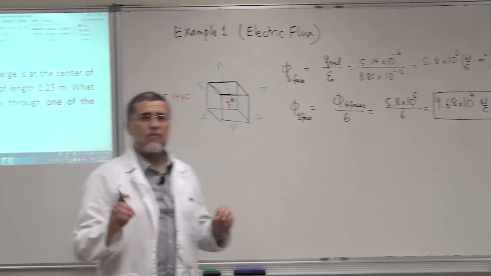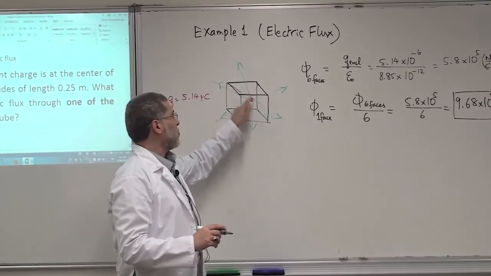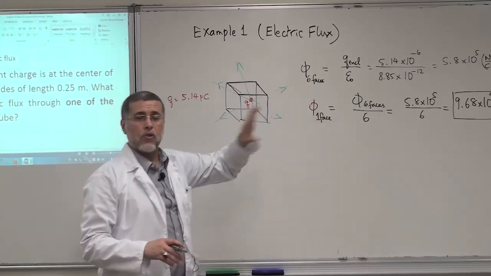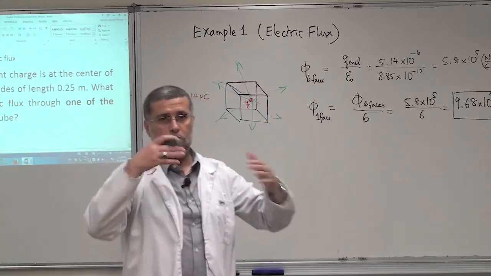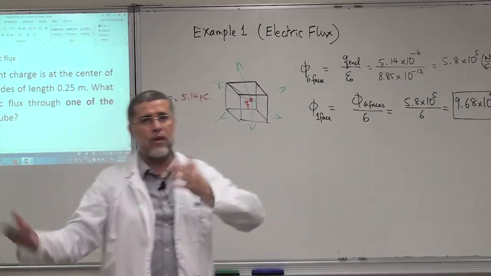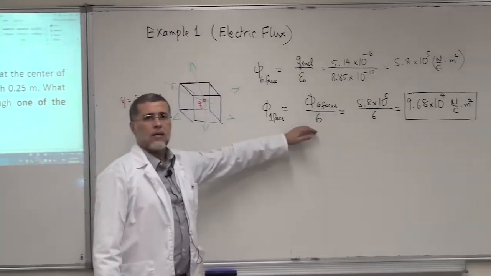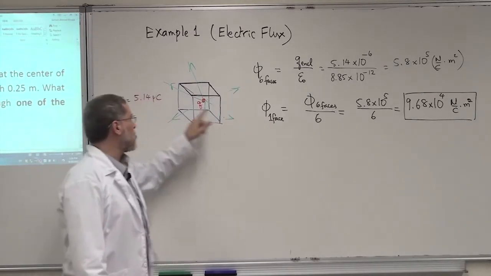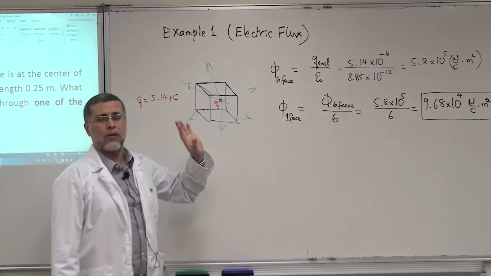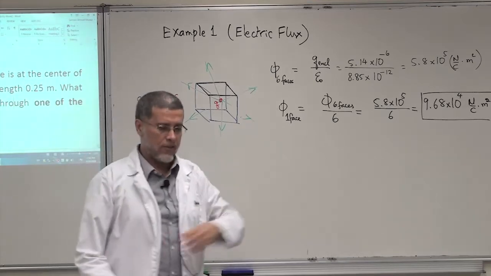However, if the charge was not in the center of the cube, you cannot do all this, because the flux through one face is different from the flux through another face. So you cannot just divide by 6. Here we are dividing by 6 because the fluxes through each face are all equal.